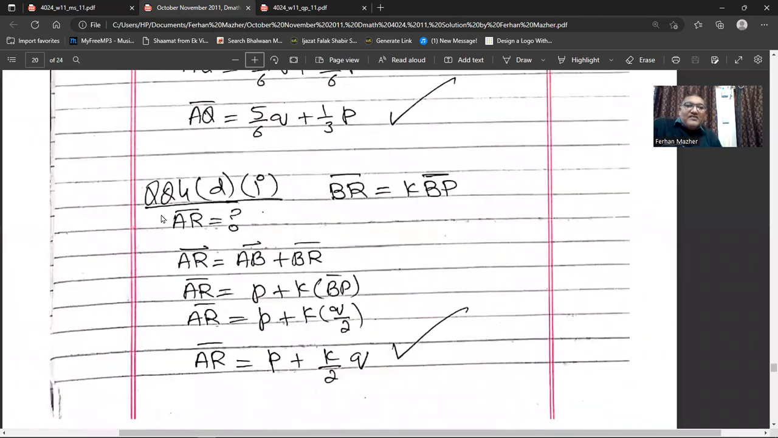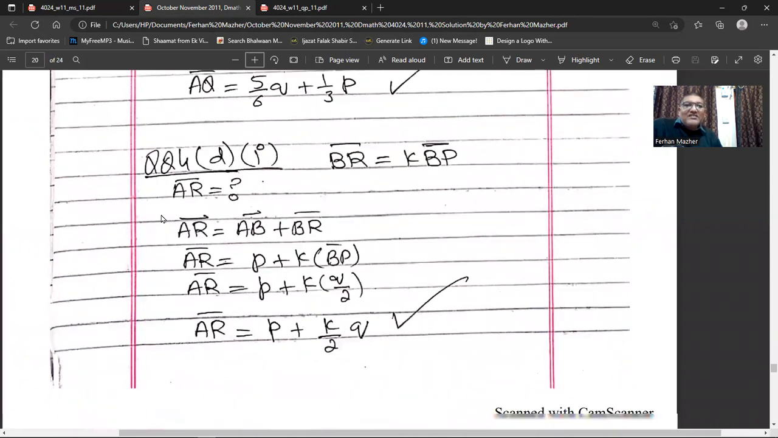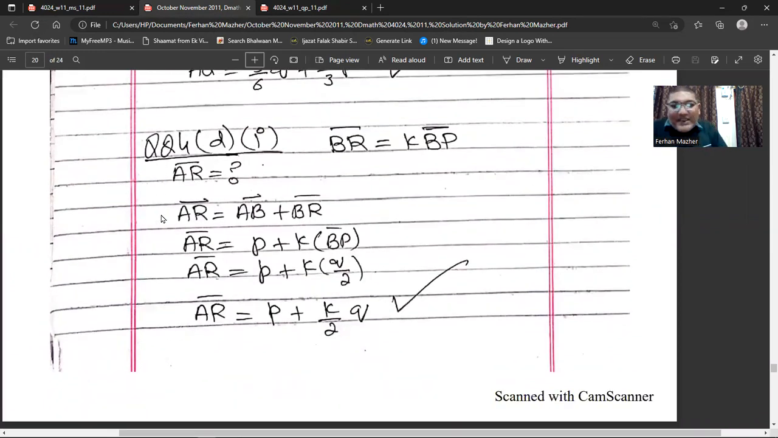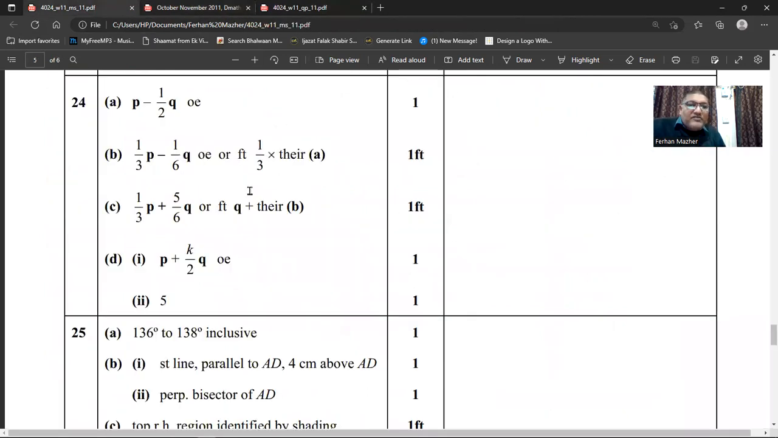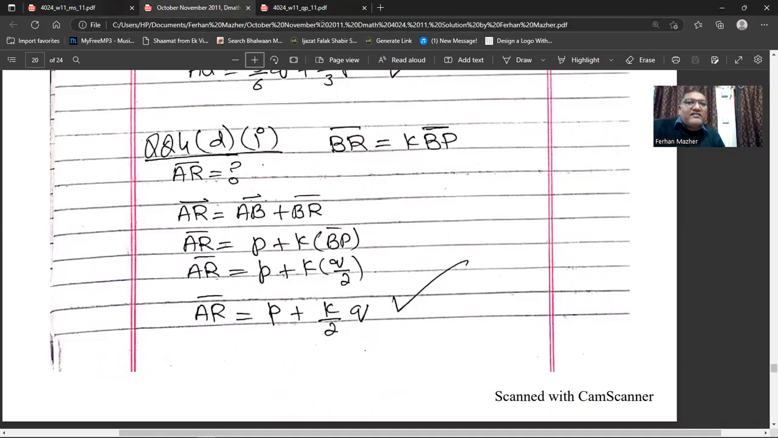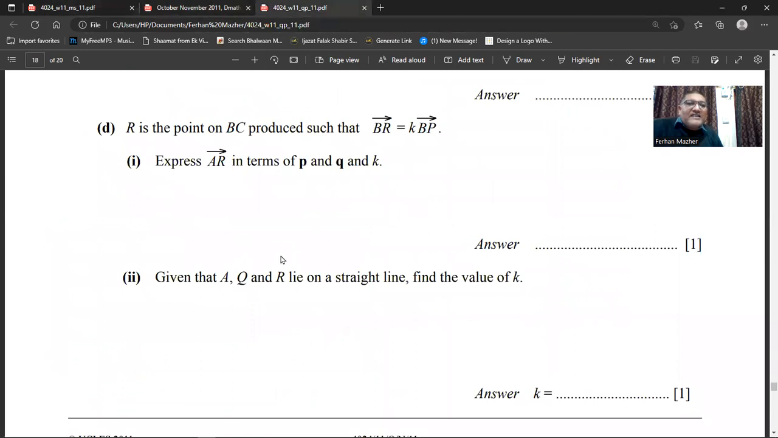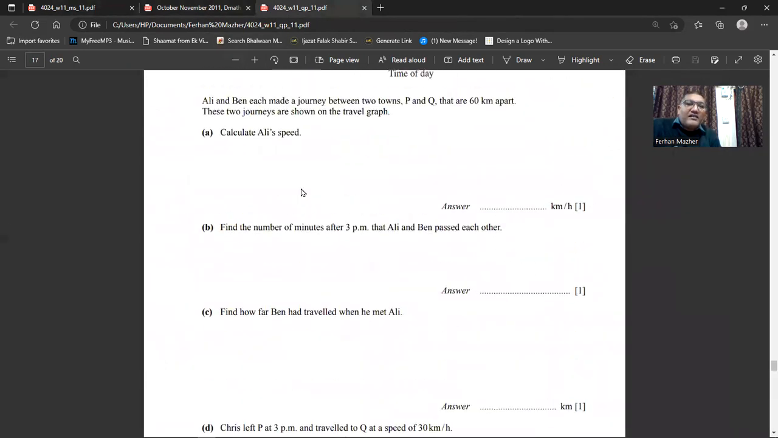So a little heavy question. So the AR will be P plus K by 2Q. Okay, let me show you. P plus K by 2Q. Okay, that is right. Then he says, given that A, Q, and R lie on the straight line, find the value of the K.